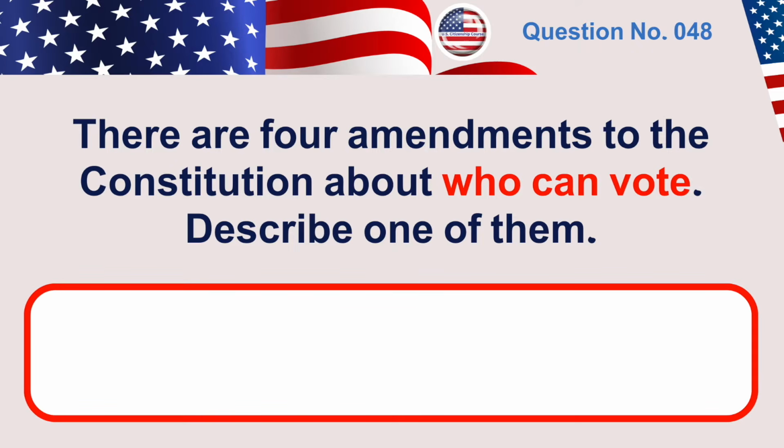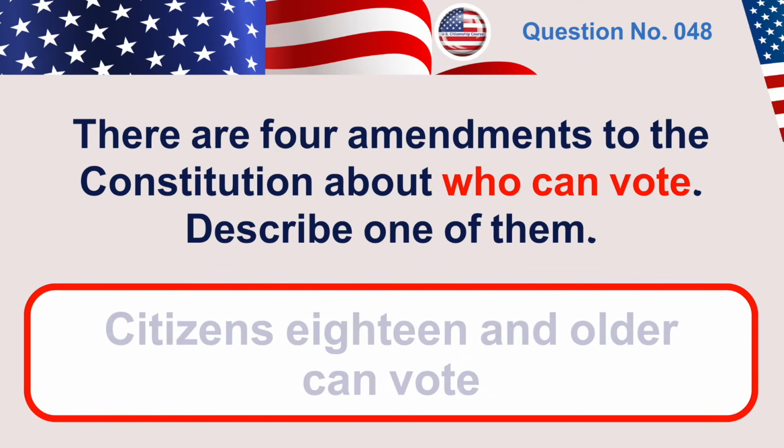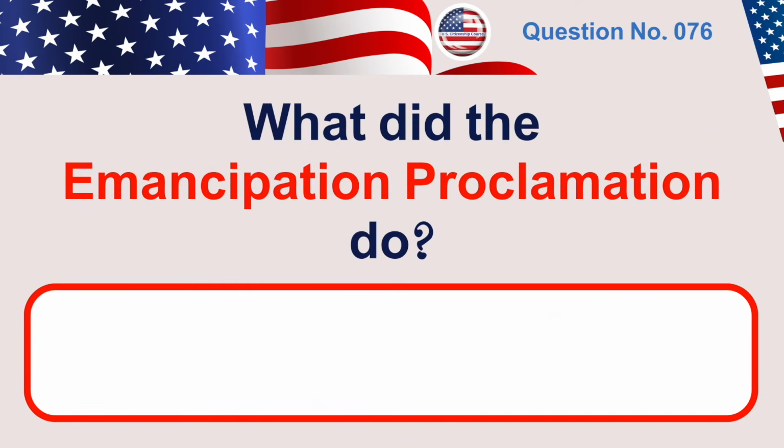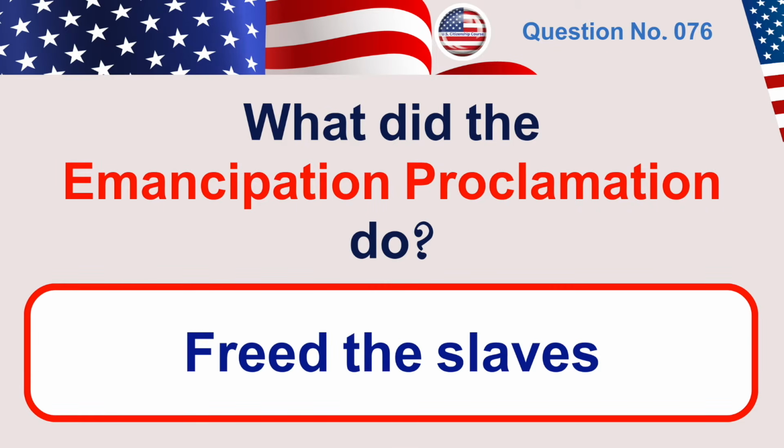There are 4 amendments to the Constitution about who can vote. Describe one of them. Citizens 18 and older can vote. What did the Emancipation Proclamation do? Freed the slaves.